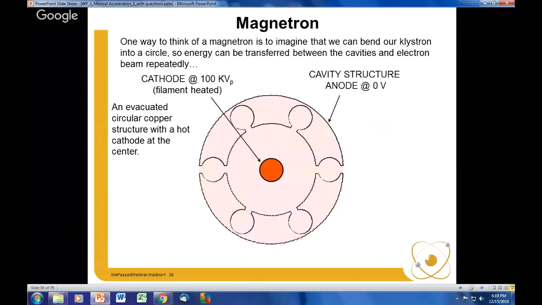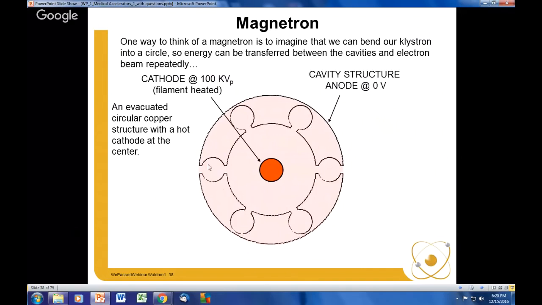The other device of interest here is the magnetron. Now, one way to think of a magnetron is to imagine that we can take our klystron and bend it in a circle. So now we can just have a circulating electron beam passing these cavity structures. And in fact, that's not a bad description of the way a magnetron works. Now, a magnetron is a crossed field tube. We've got an anode structure on the outside here. And in the wall of the anode structure, we have cavities.